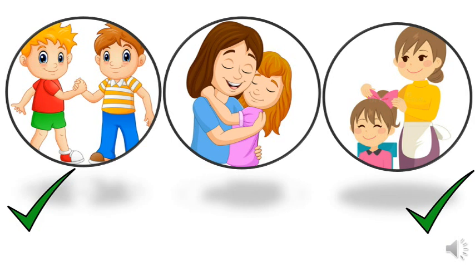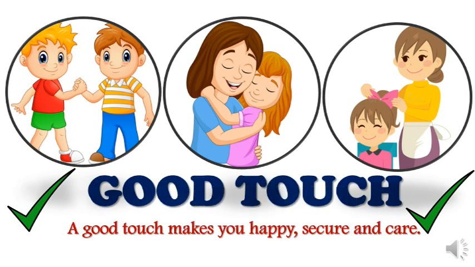Now, can you observe these pictures? You can see two boys handshaking and a mom hugging her daughter, a mom combing or tying a tie on her daughter. What are all these? They feel happy, right? Are they sad or angry? No, right? So these are some good situations, right? What do we call these? We call these good touch.